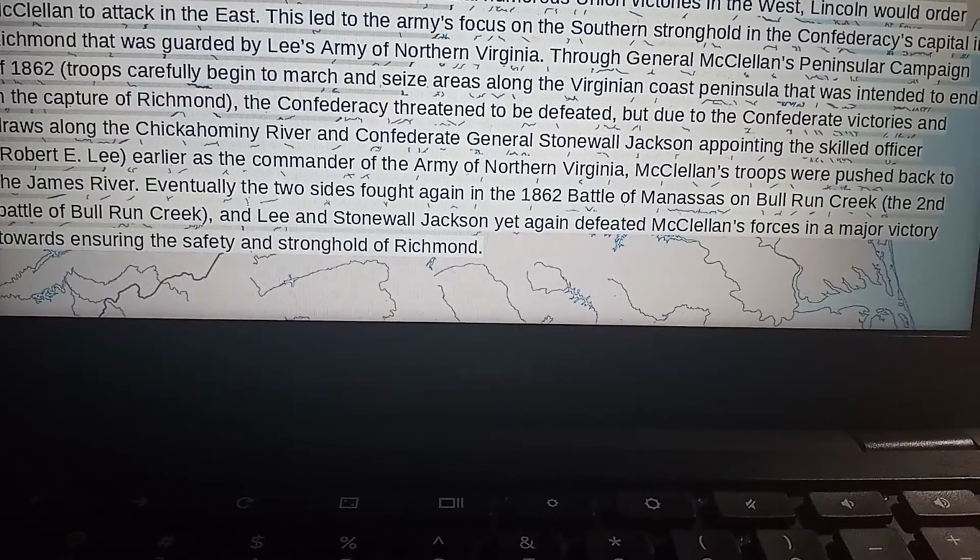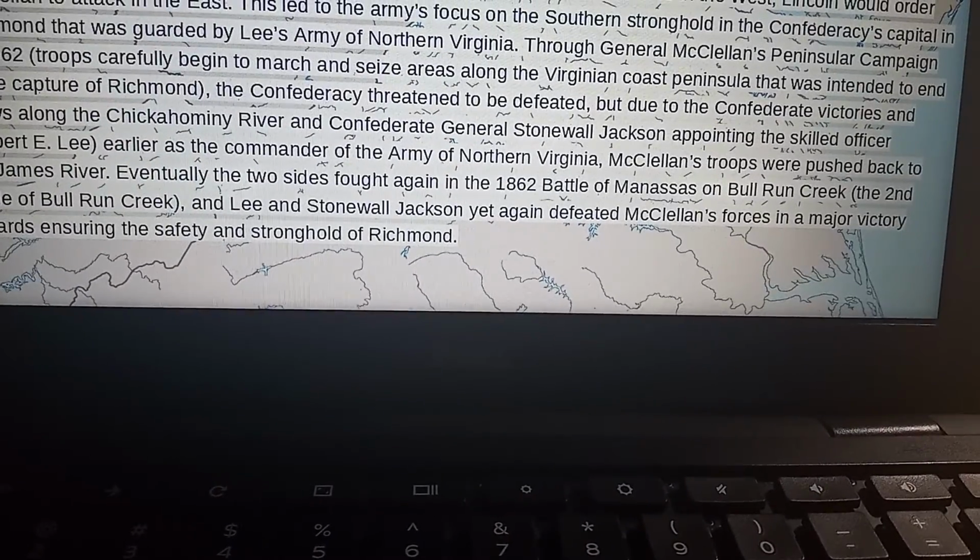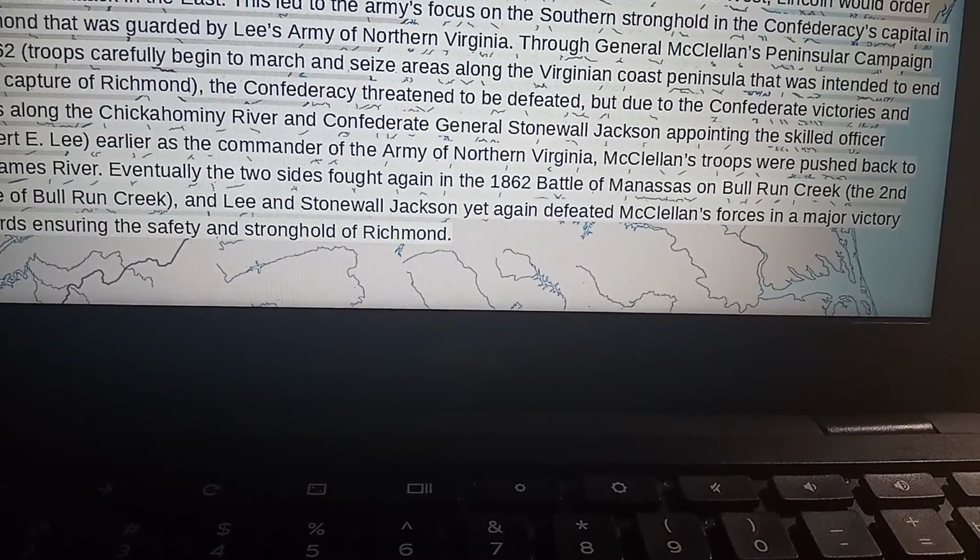Eventually, the two sides fought again in 1862 in the Battle of Manassas on Bull Run Creek, the second battle along Bull Run Creek, and Lee and Stonewall Jackson yet again defeated McClellan's forces in a major victory towards ensuring the safety and stronghold of Richmond.